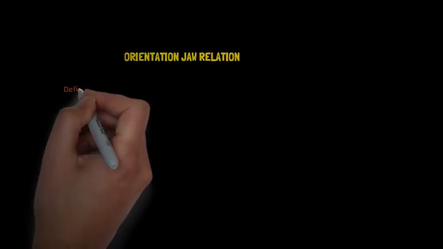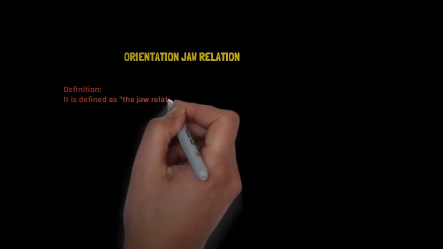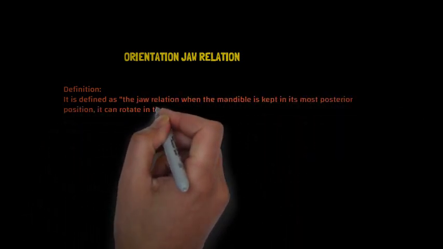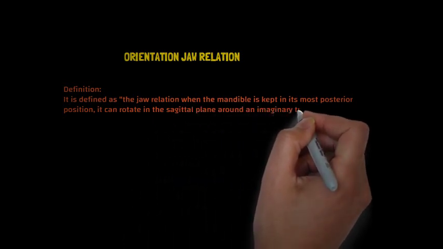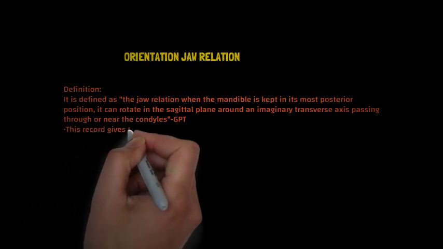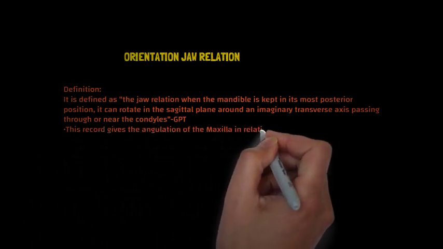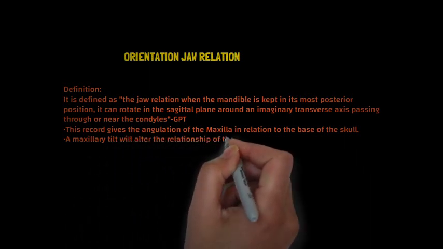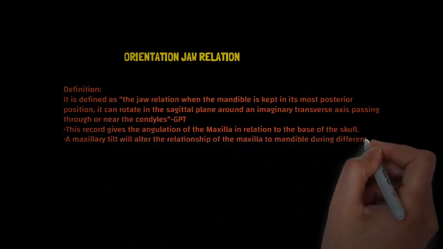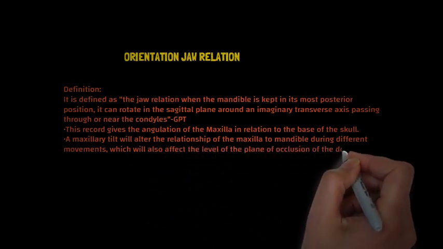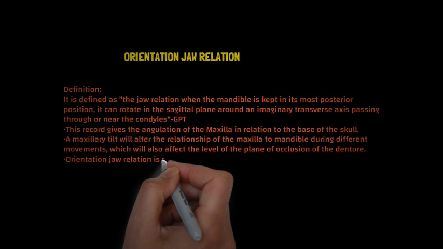Orientation jaw relation. Definition: it is defined as the jaw relation when the mandible is kept in its most posterior position. It can rotate in the sagittal plane around an imaginary transverse axis passing through or near the condyles. GPT: this record gives the angulation of the maxilla in relation to the base of the skull. A maxillary tilt will alter the relationship of the maxilla to the mandible during different movements, which will also affect the level of the plane of occlusion of the denture. Orientation jaw relation is recorded with a face bow.